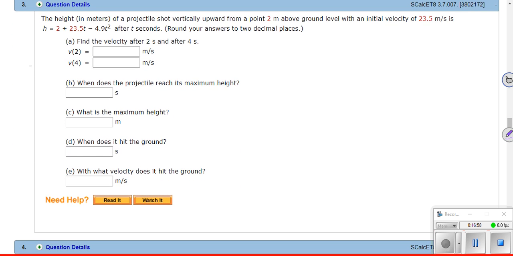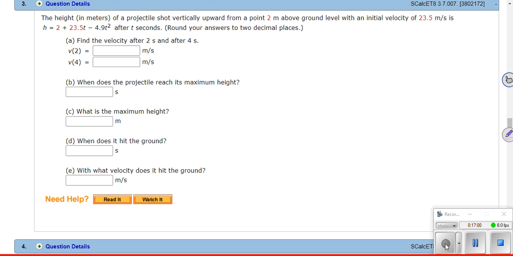Number 3, it says the height in meters of a projectile shot vertically upward from a point 2 meters above ground level with an initial velocity of 23.5 meters per second is... And again, when we're talking meters, this 4.9 is pretty standard on the squared term. It says after t seconds. Now, round your answers to 2 decimal places. Find the velocity after 2 seconds and after 4 seconds.